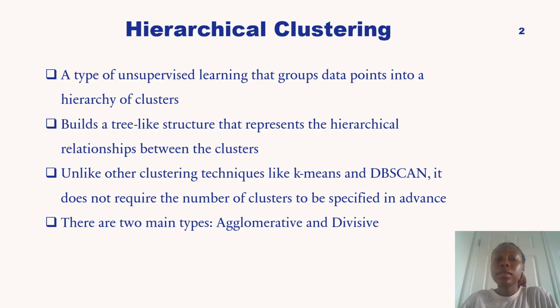Hierarchical clustering is a type of unsupervised learning that groups data points into a hierarchy of clusters. It builds a tree-like structure that represents the hierarchical relationships between the clusters. Unlike other clustering techniques like k-means and DBSCAN, it does not require the number of clusters to be specified in advance. There are two main types of hierarchical clustering, which are known as agglomerative and divisive.